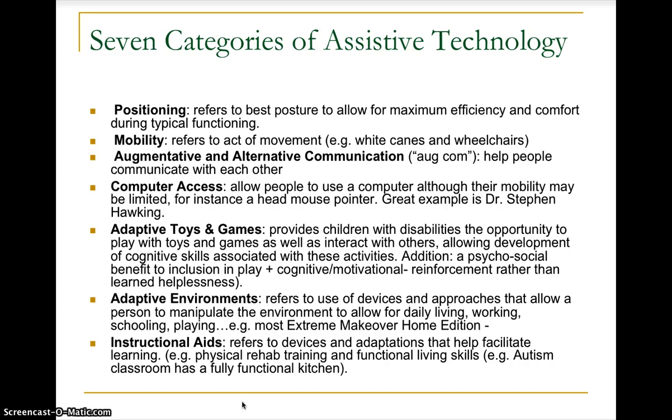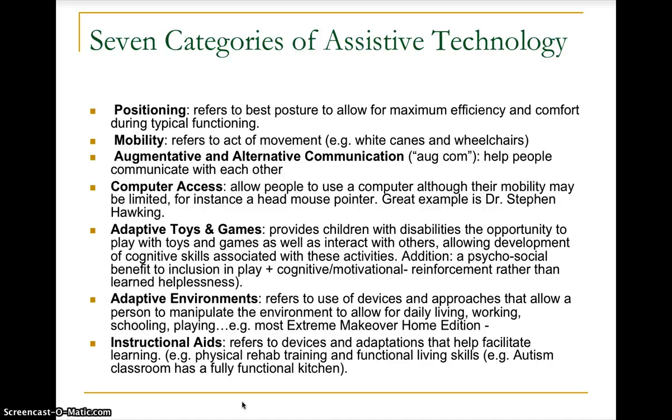Another category is augmentative alternative communication, also known as AAC or AUGCOM. This helps people communicate with each other, so we can use things like picture boards or picture books, as well as high-tech devices that are electronic in nature that synthesize voice. We also include gestural language like sign language, American Sign Language, Brazilian Sign Language, etc. in there.